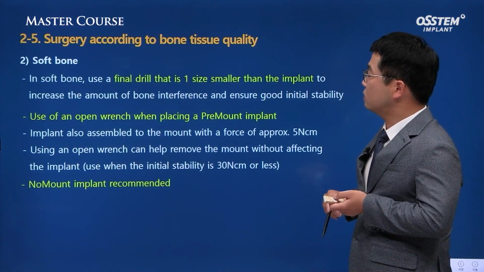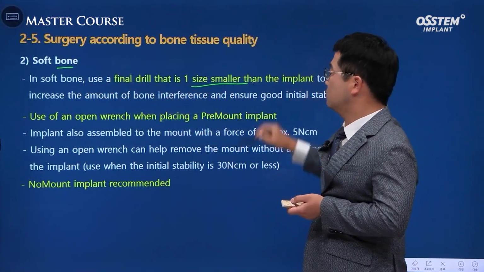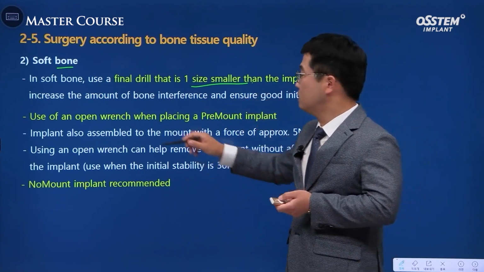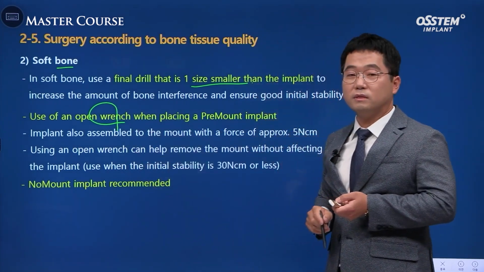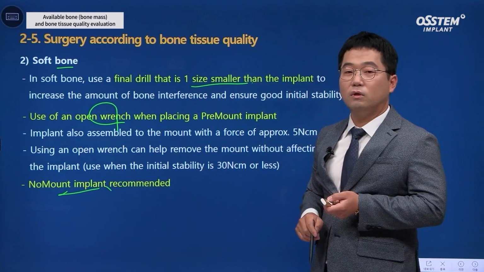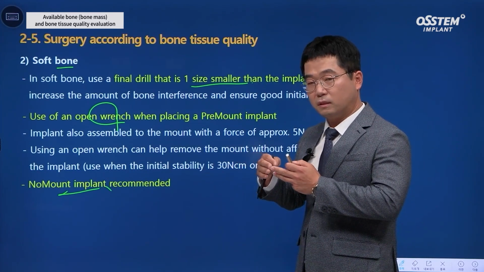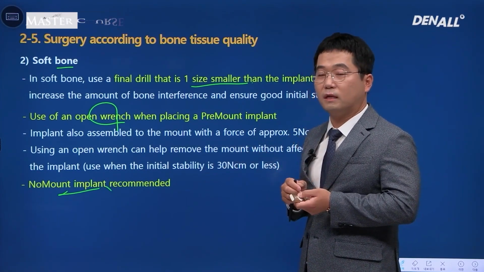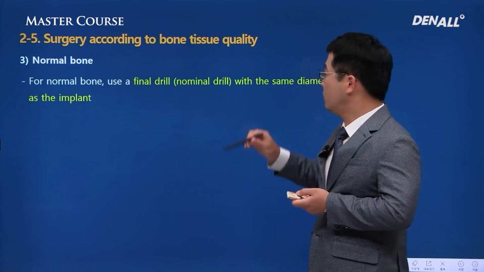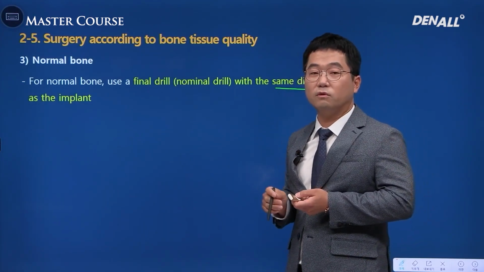Depending on different classification, in soft bone, we need to do under drilling, and during drilling, if primary stability is insufficient, you can use an open wrench when placing a pre-mount implant. Also, a no-mount implant is recommended so that we can prevent the implant from rotating when the wrench is removed. In normal bone, you can use nominal drill. If you use the same diameter drill, then everything will go smoothly.